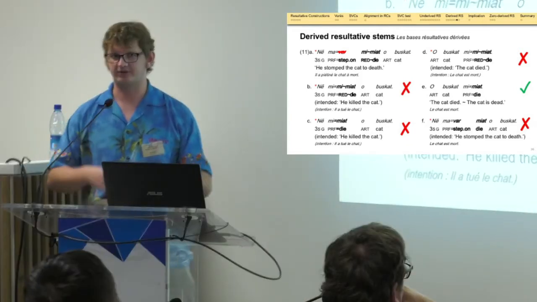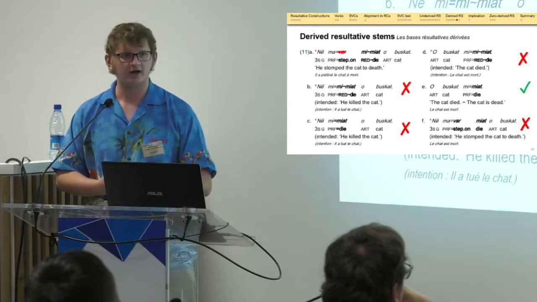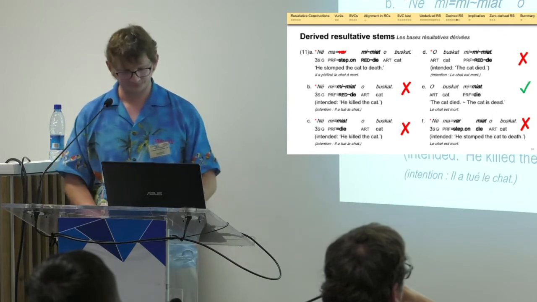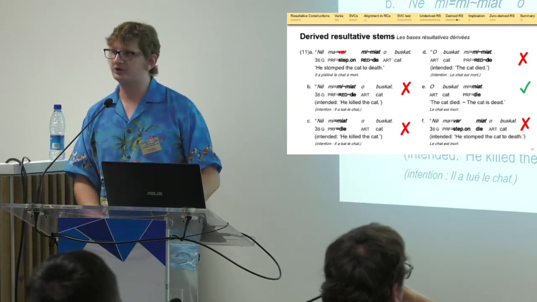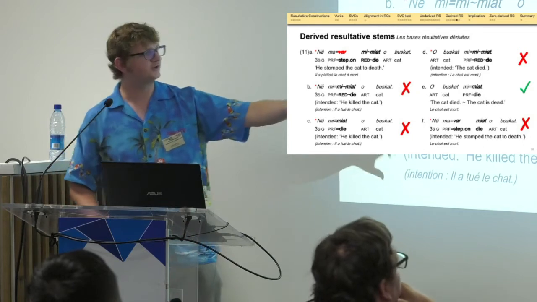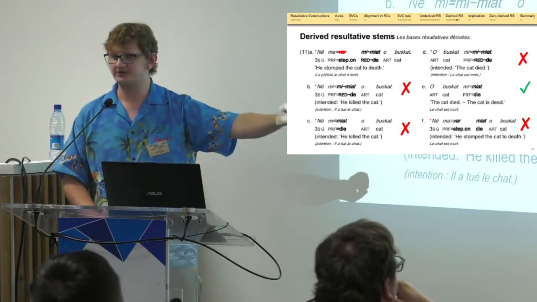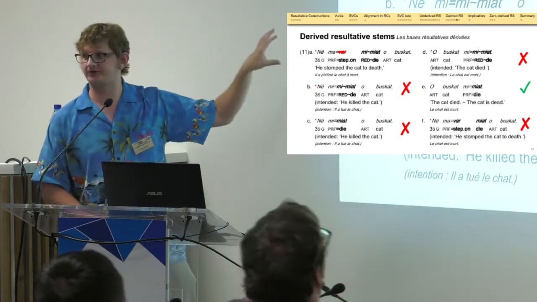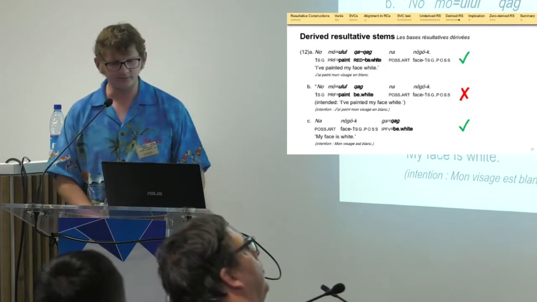It might actually work in some other Torres Banks languages. I need to check that. But in Vurës, it doesn't work. Okay, this is what we call derived resultative stems. You need to derive this verb root, miat, in order to get a resultative construction here.